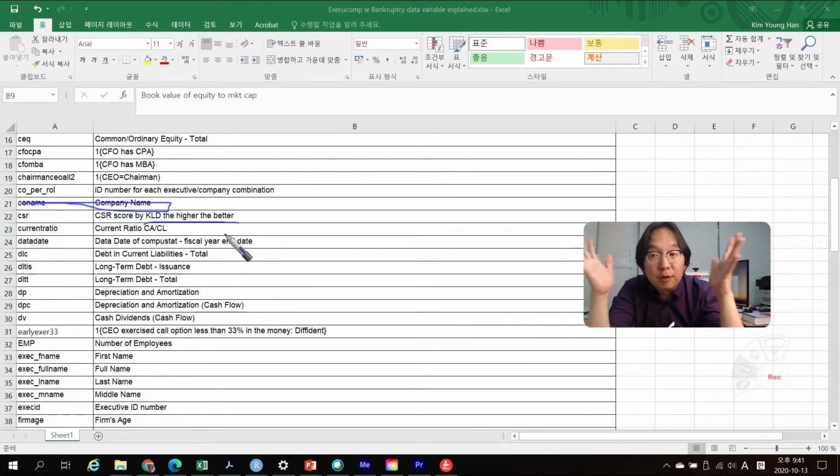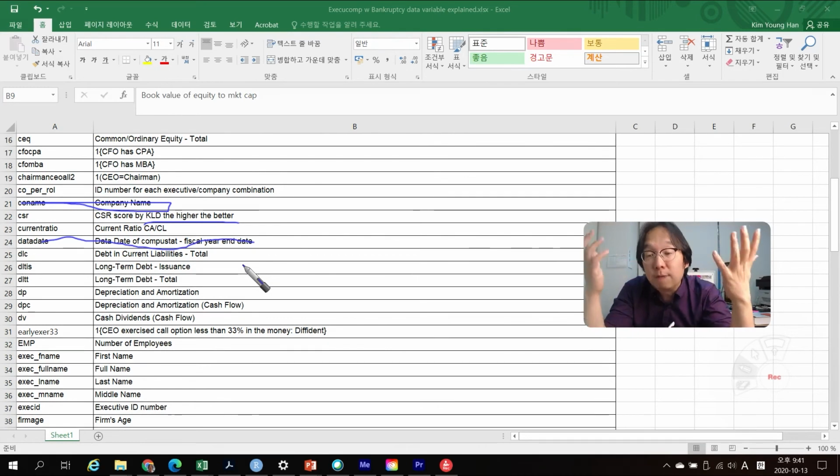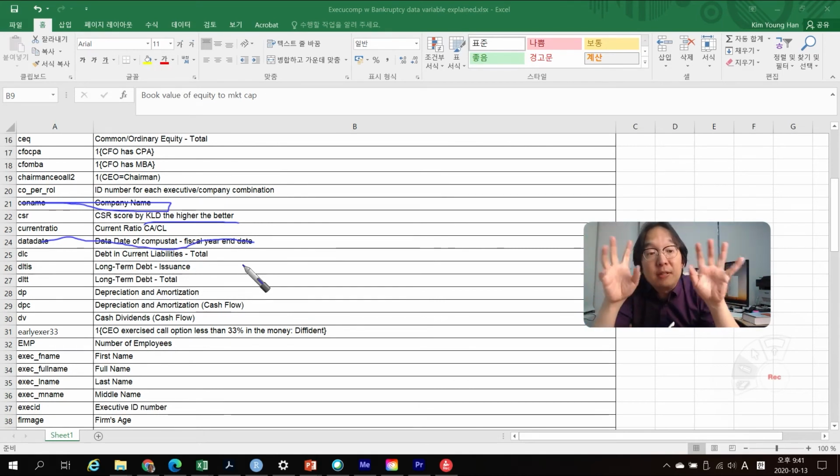It's an accounting number: current assets divided by current liabilities. And then data date, I excluded this one in your numerical data because it is in date format, which does not go well with your lasso regression setting. Data date is the fiscal year end date. I just eliminated it. We have the fiscal year number in it, so no worries.